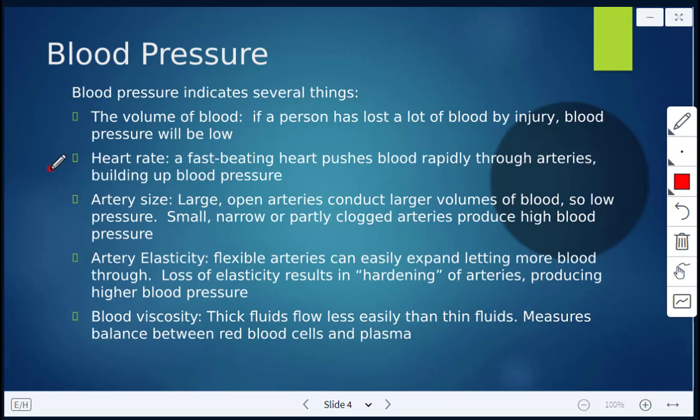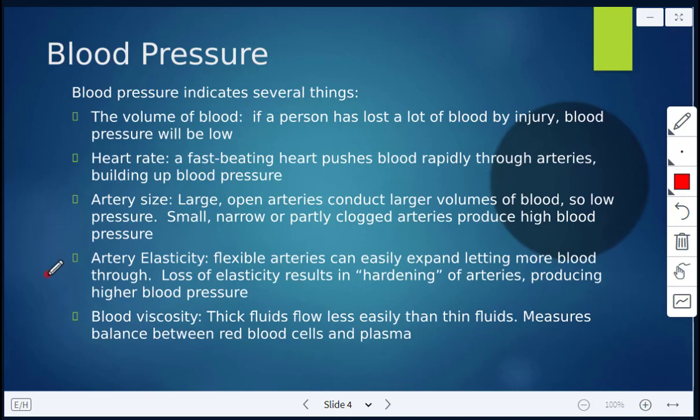Blood pressure can also indicate heart rate. So a fast beating heart will push blood rapidly through arteries, building up blood pressure. Artery size. Large open arteries conduct larger volumes of blood. So therefore, people that have large open arteries will have lower blood pressure. Smaller, narrow, or partly clogged arteries will produce high blood pressure.